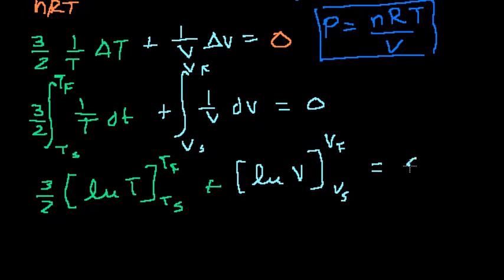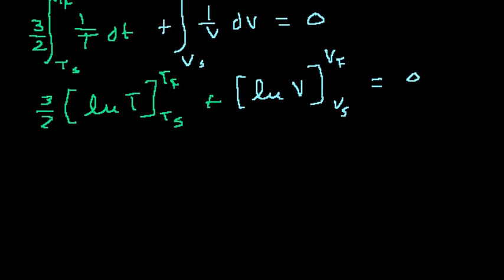So this is still equal to 0. Let's see what we can do here so that we could rewrite this green part as 3 halves times the natural log of tf minus the natural log of ts, which is just, using our log properties, the natural log of tf over ts. When you evaluate, you get natural log of tf minus the natural log of ts. That's the same thing as this.